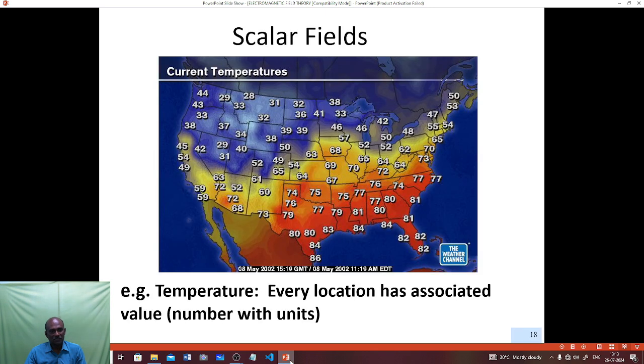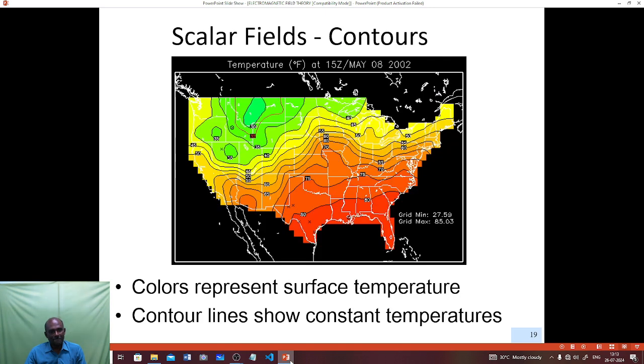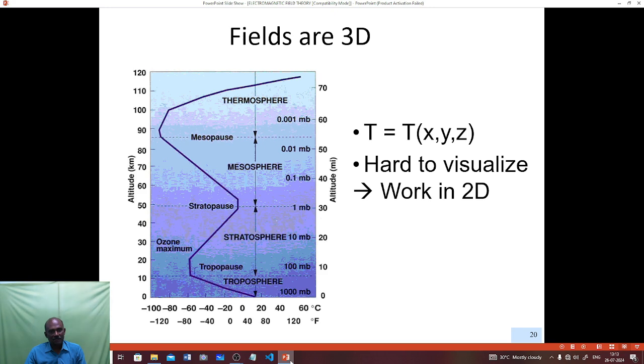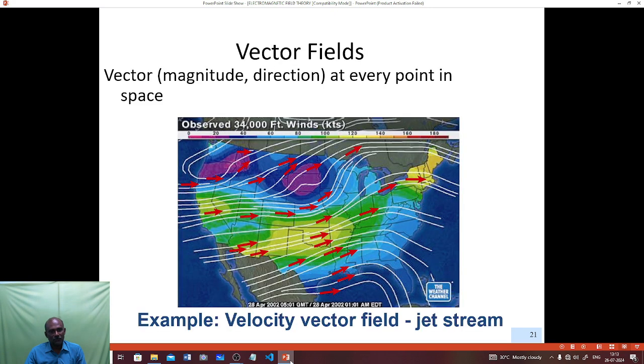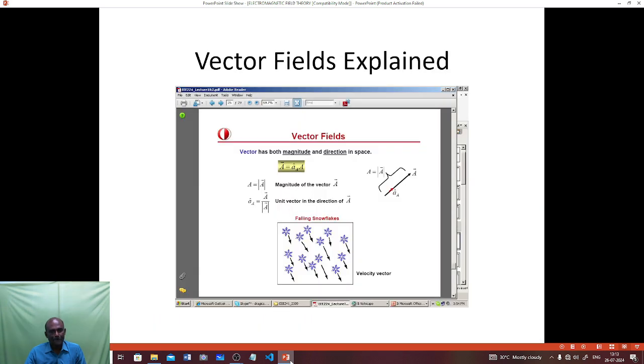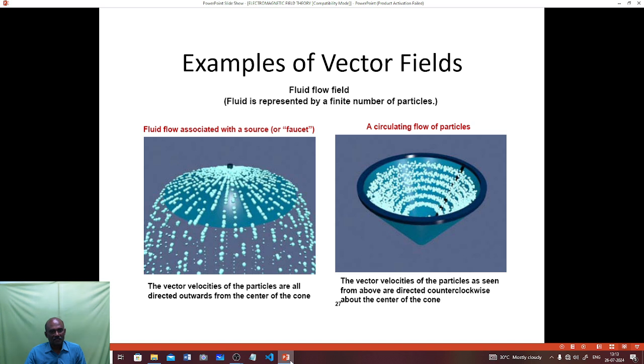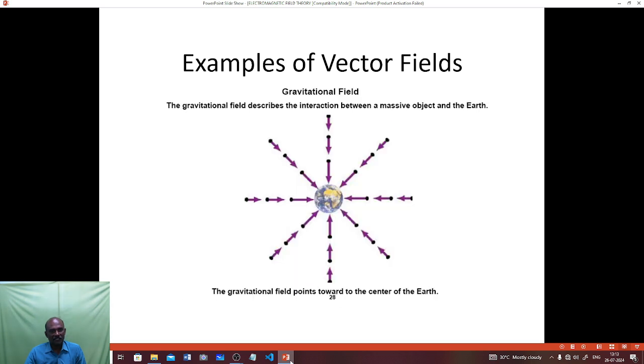Examples of scalar fields give only the magnitudes, such as temperature. Vector fields give magnitude as well as direction. These arrows indicate the direction of the quantities, whatever they may be: velocity, fluid particles moving, circulating flow of particles. All are vector quantities. The gravitational field points towards the center of the earth. So all have both the magnitude as well as the direction.